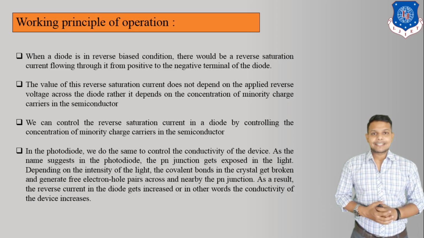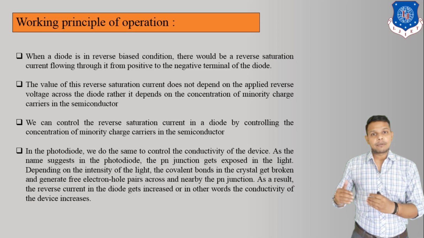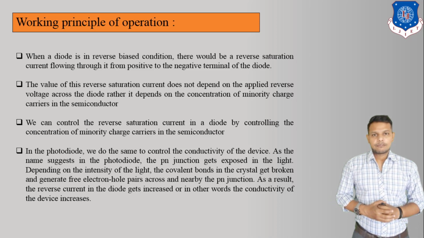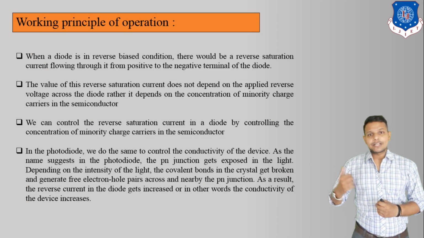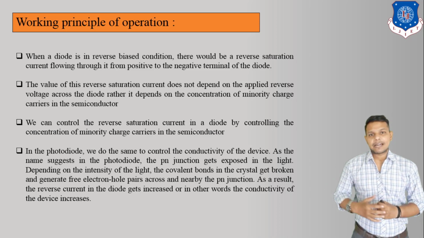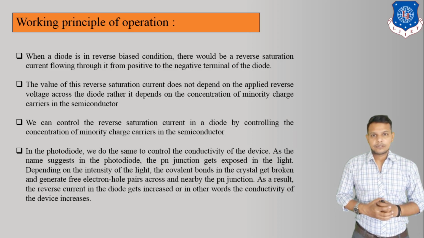Now let us discuss its application. Photodiode is most important in optical fiber receivers. We know that in optical fiber, light is emitted from the transmitter to the receiver end. At the receiver side, we have to connect a photodiode that senses this light and decodes the signal. Also, it is used in cameras where it senses light.